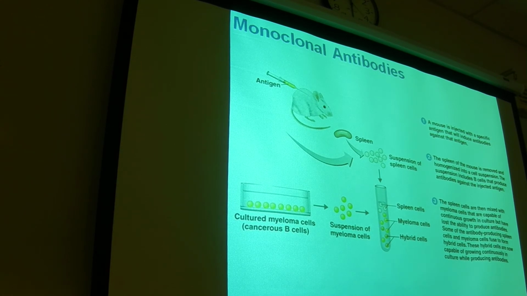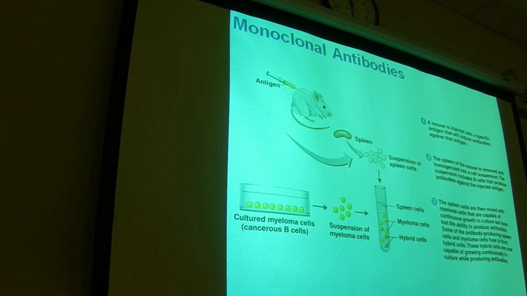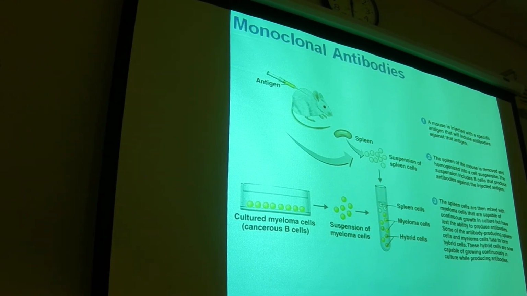So how do we do that? We take a lab animal. Let's say we want to make an antibody against a protein that's found in HIV. We take that HIV protein and inject it into a mouse. The mouse will mount an immune response against that protein and start making antibodies against it. We usually harvest the spleen, because a lot of the cells making antibodies reside in the spleen. We mash up the spleen to make a suspension of spleen cells, and we fuse those spleen cells with a suspension of cancerous myeloma cells. And what we get is these hybrid cells.